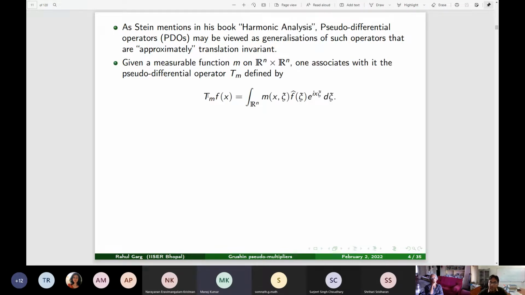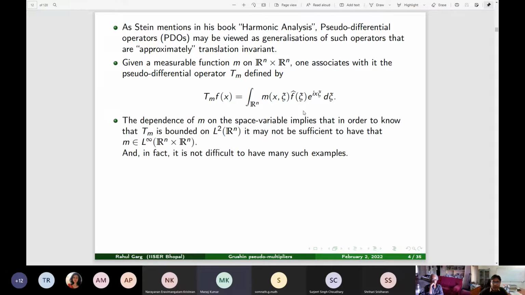More. So I would look for this kind of expression where I will not be looking for m(xi) f-hat(xi), but rather on the Fourier transform side, I'm allowing my symbol to depend on the space variable x. So x is coming from R^n. The moment we involve a space variable, it tells us that merely having the property that m is in L infinity is insufficient. It will not be good enough to guarantee the operator's boundedness on L2. It is not much difficult to create many examples where one can see that L infinity is insufficient.